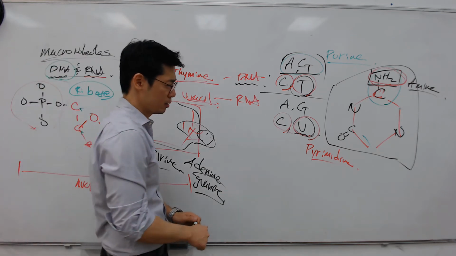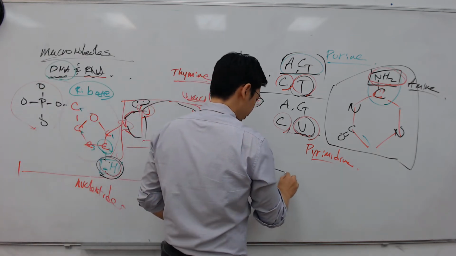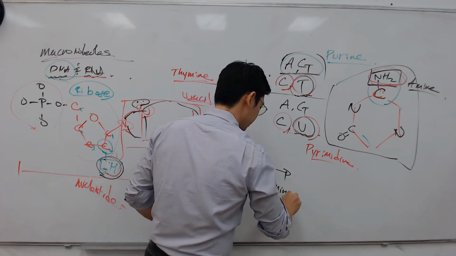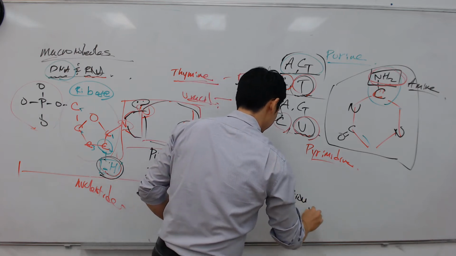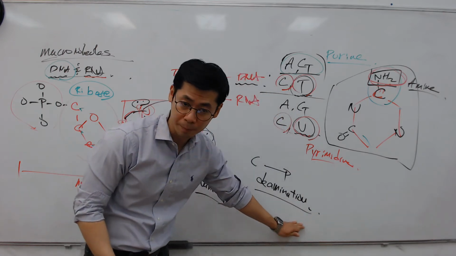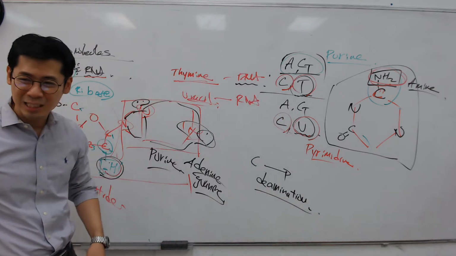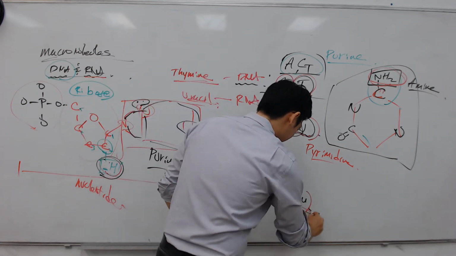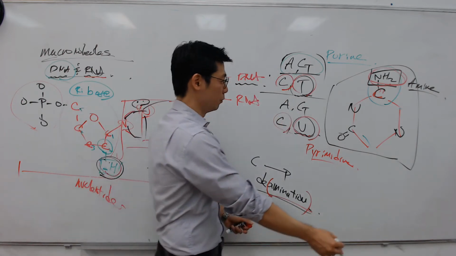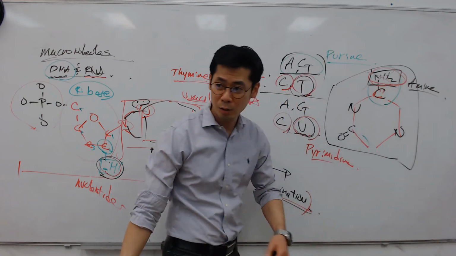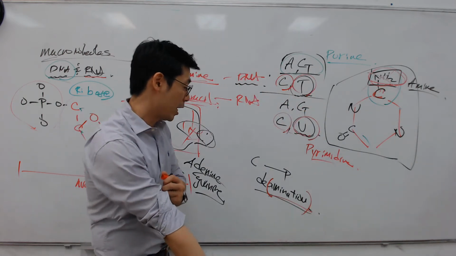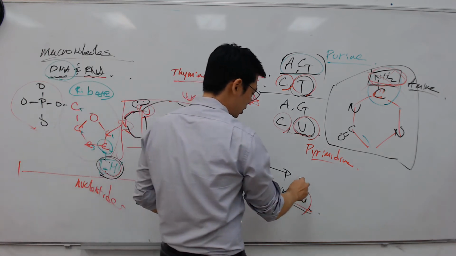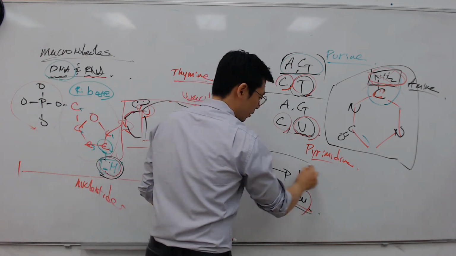Cytosine likes to go through something we call deamination. What do you think this is going to do? Deamination, what do you think? It removes the amine group. Come on, think about that. If cytosine goes through deamination, what happens, guys? It turns into uracil.